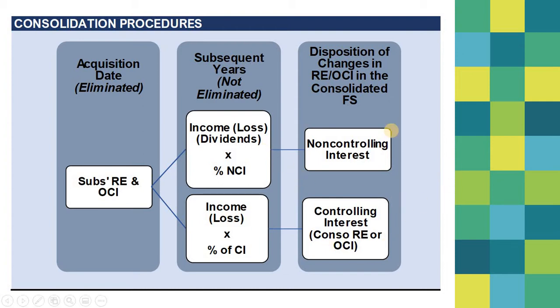So if you will notice, only NCI will be reduced for the dividends it received from the subsidiary, multiplied by the percentage of ownership. But for the consolidated retained earnings, the share of the controlling interest on the dividends declared by the subsidiary is not part of the amount to be reflected in the consolidated retained earnings. Because again, the consolidated retained earnings should only be reduced by the dividends paid by the controlling interest or the parent. So any dividends paid by the subsidiary will not be reflected on the consolidated retained earnings.